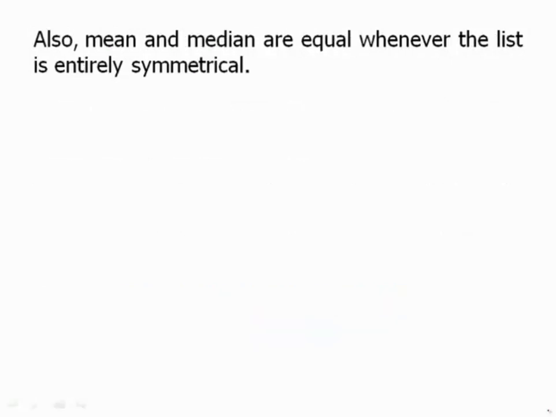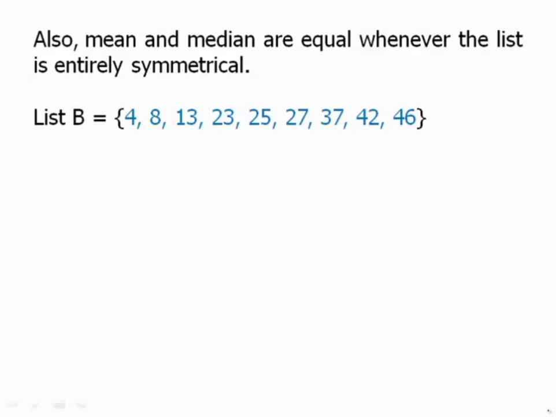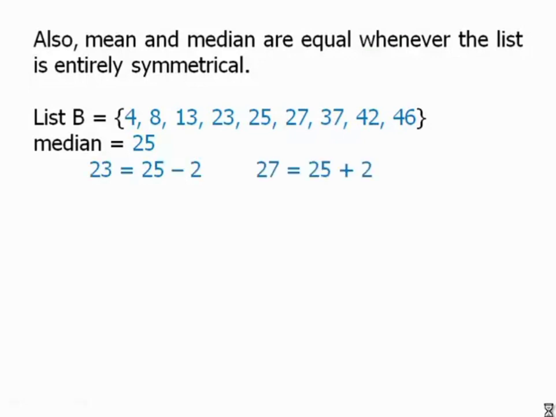Also, mean and median are equal whenever the list is entirely symmetrical around its center. So what would this look like? Suppose we were given this list. Now, it's hard to see any discernible pattern right away. There are 9 numbers. Clearly the median is the middle number, 25. But notice the following. Look at the 2 numbers right next to 25. One is 2 greater than 25, and one is 2 less than 25.